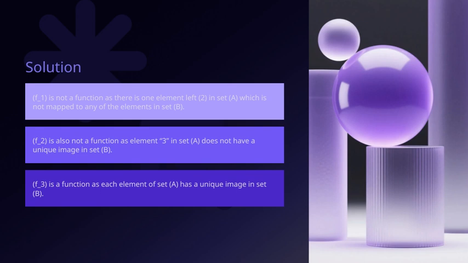Finally, for f1, it's also not a function. The reason is that there's an element, specifically 2 in set A, which isn't mapped to any element in set B at all. So again, this breaks the fundamental rule that every element in the domain must have an image. In summary, the key idea here is understanding what makes a relation a function. Each element in the domain must be mapped to exactly one element in the codomain. Any deviation from this, like missing images or multiple images, means it's not a function.